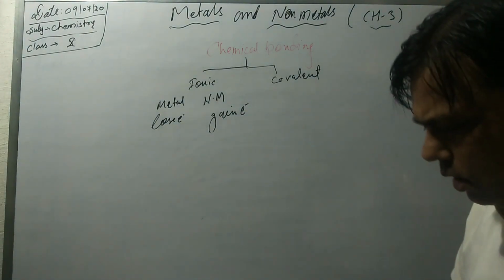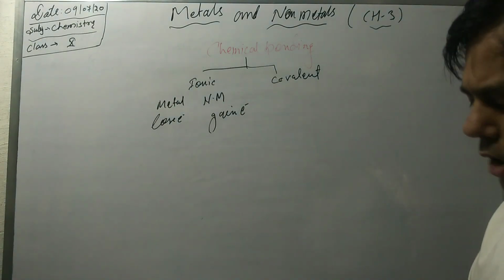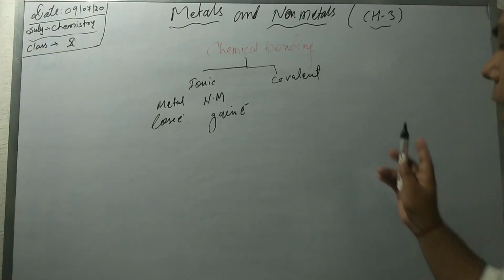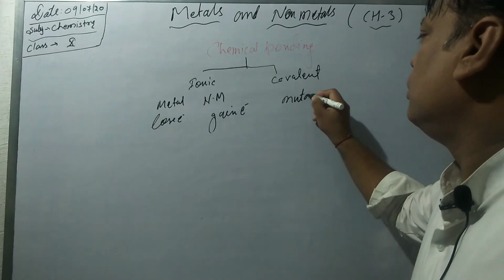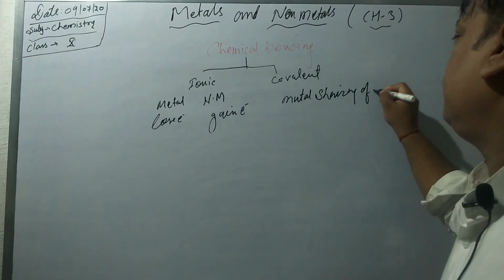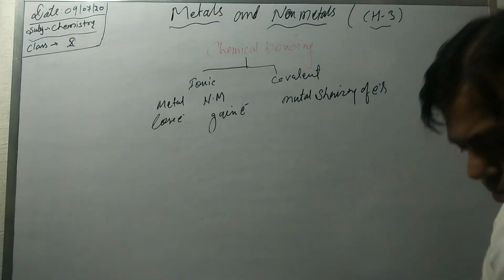Now, covalent bond. What is a covalent bond? Actually, a covalent bond is mutual sharing of electrons. Covalent bond is mutual sharing of electrons.